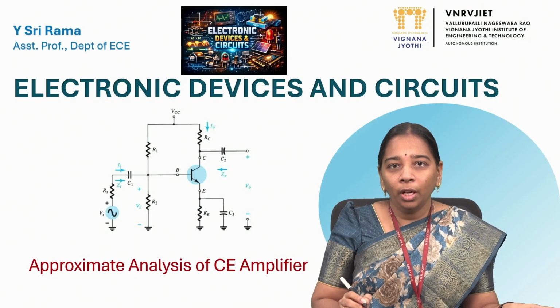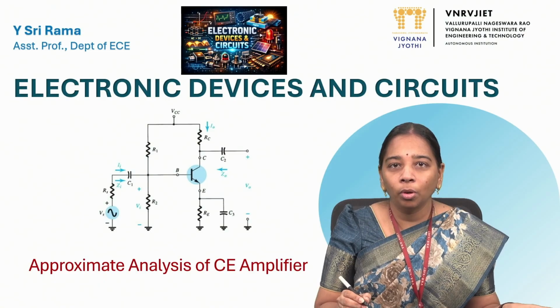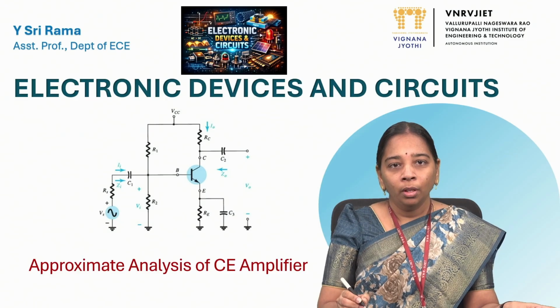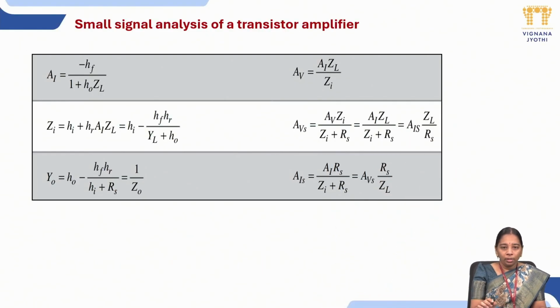In the previous session, we discussed small signal analysis of a transistor amplifier. Now we are going to discuss approximate analysis of a transistor amplifier. In the previous session, we derived expressions for current gain, voltage gain, input impedance and output admittance.